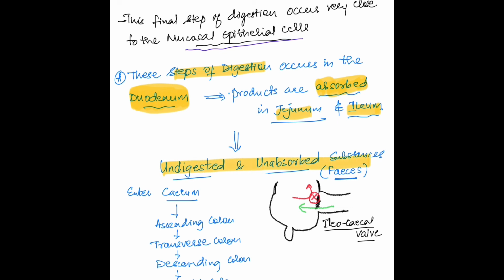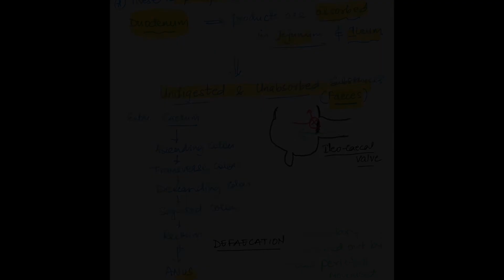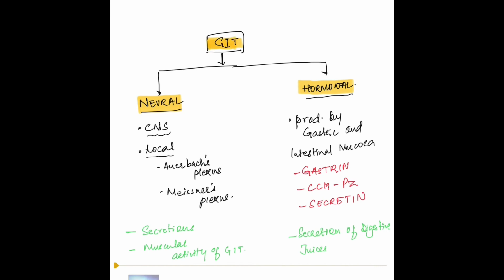And the undigested and unabsorbed substances, that is feces, are pushed into the large intestine. There is no digestion in the large intestine. Feces are then removed from the body by defecation through the anus by mass peristaltic movements. Our gastrointestinal system is under neural and hormonal control. Neural control is directly by central nervous system and also through local plexuses present in the gastrointestinal tract.